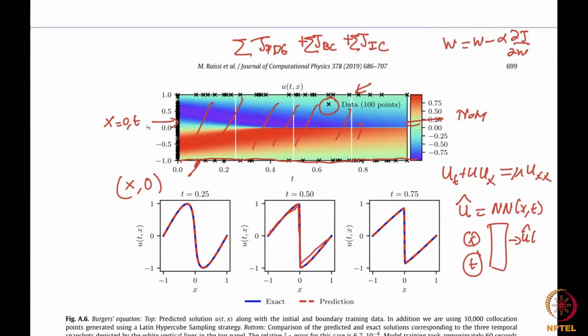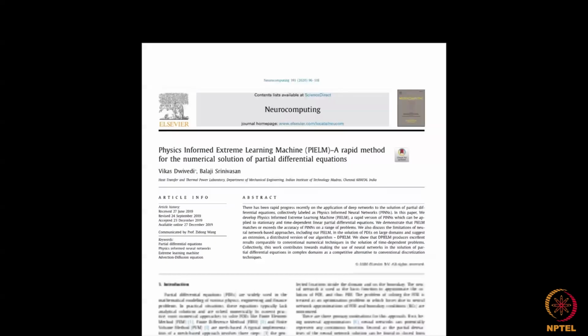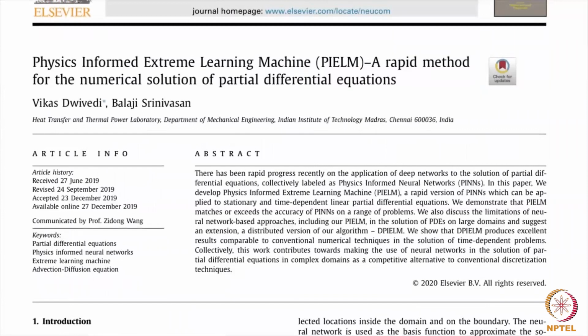Now, this tended to have certain problems. And I'll just briefly end this section on how inverse problems as well as forward problems are solved using a couple of papers that were published by a PhD student at IIT Madras, Vikas Dwivedi. This is a good paper called Physics Informed Extreme Learning Machine. The idea was to use a shallow network. And this is called an ELM structure. You fix the weights here, but change the weights at the output.